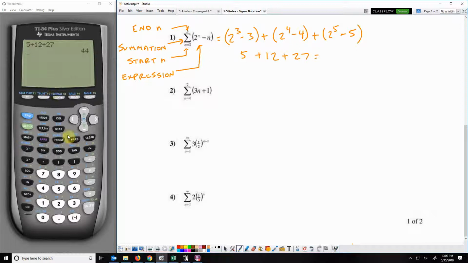And I've actually already got that on my calculator. 5 plus 12 plus 27 equals 44. So we have a sum for those three terms of 44.